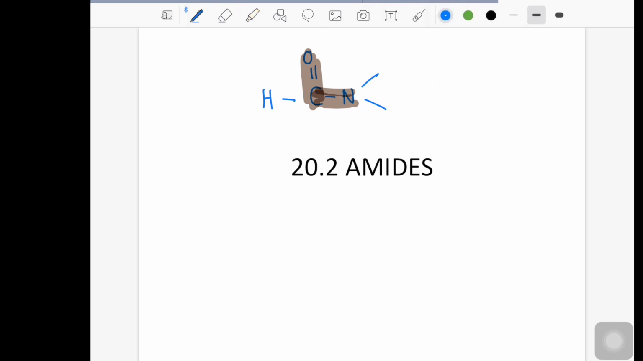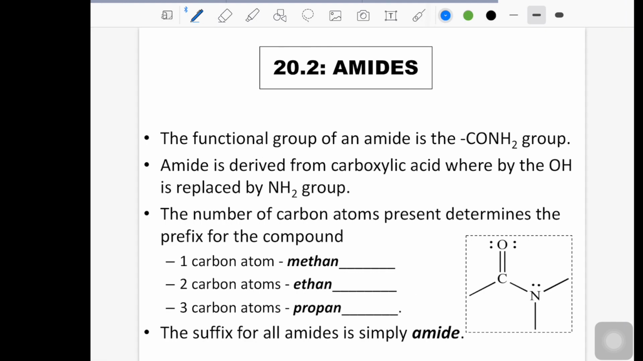Why don't I call it NH2? Because it can be an alkyl group, it can be H, it can be a methyl group, it can be an ethyl group, and etc. And on the other side, on the left side of the molecule, it can be any alkyl group, which is represented by the R. So CONH2 is the functional group of an amide.